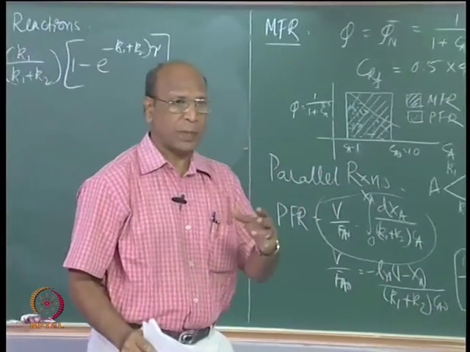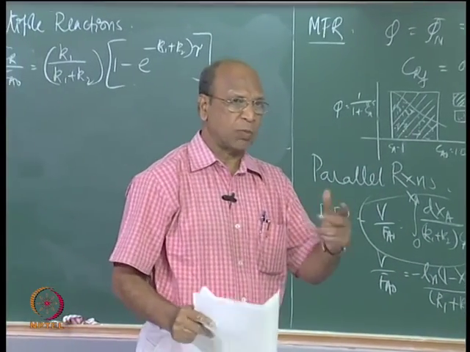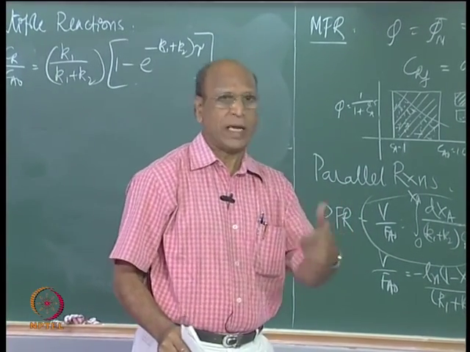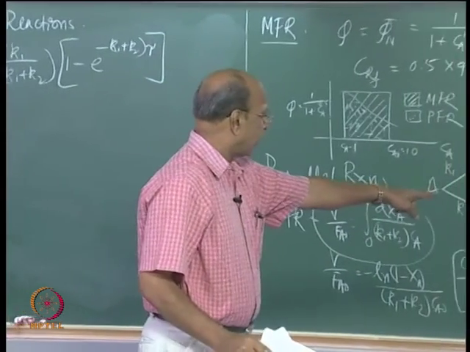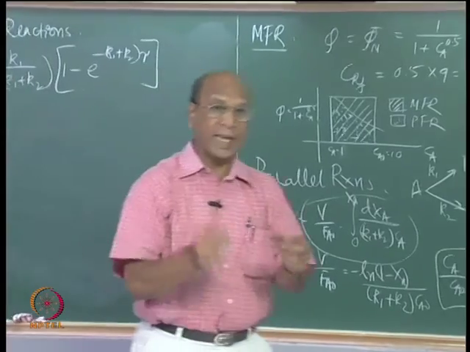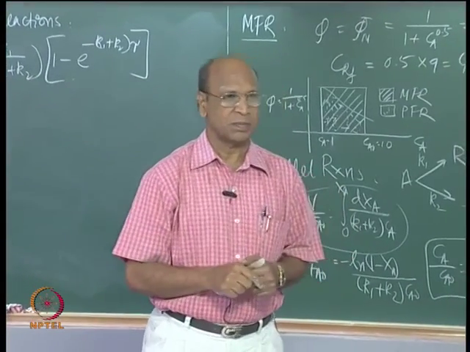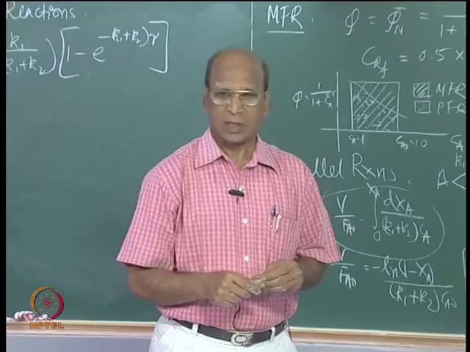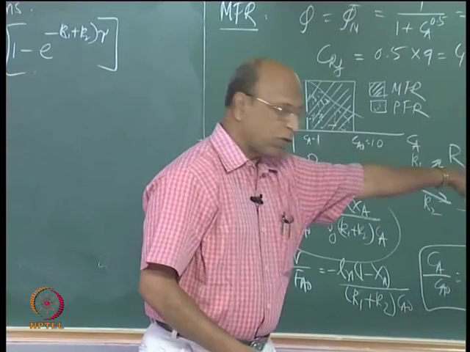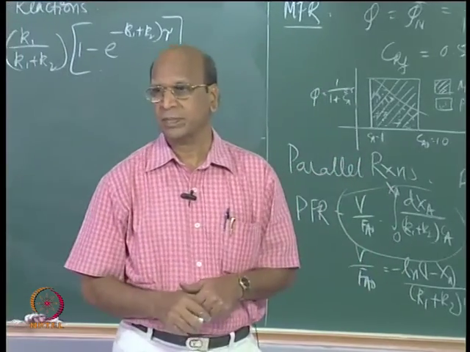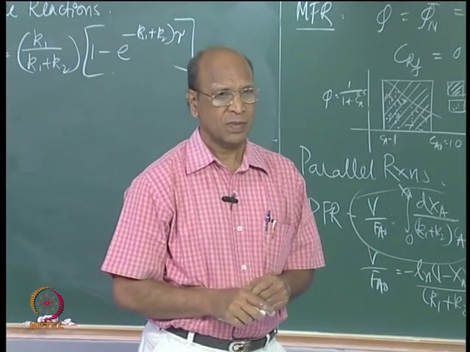Maybe you are worried that I am making it more and more mathematical. You have to worry after some time. In CRE also you have to worry definitely. But what we can do is, from phi you can calculate CR. Yield, you substitute there and calculate tau for a new reactor. This is much more beautiful, no?